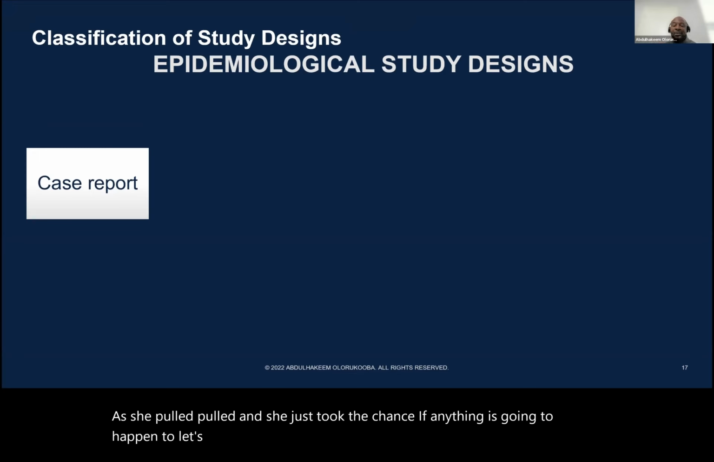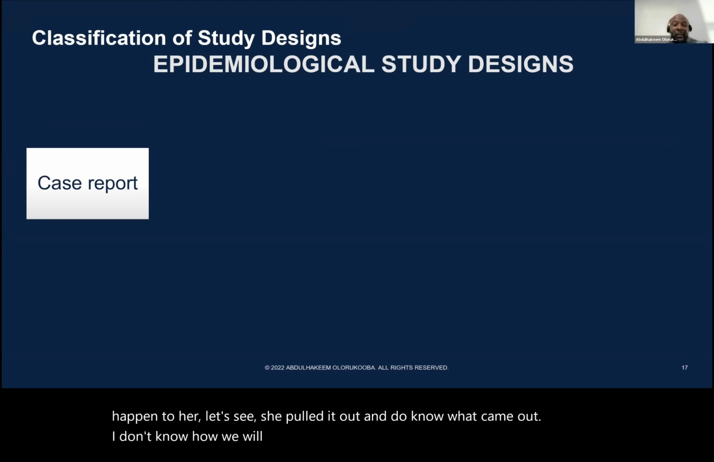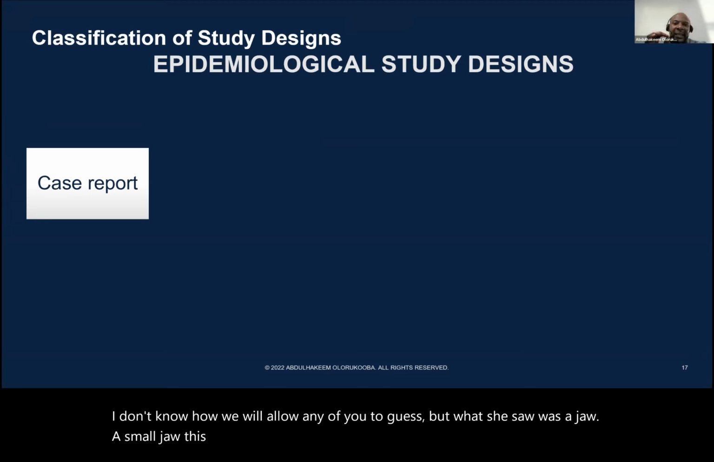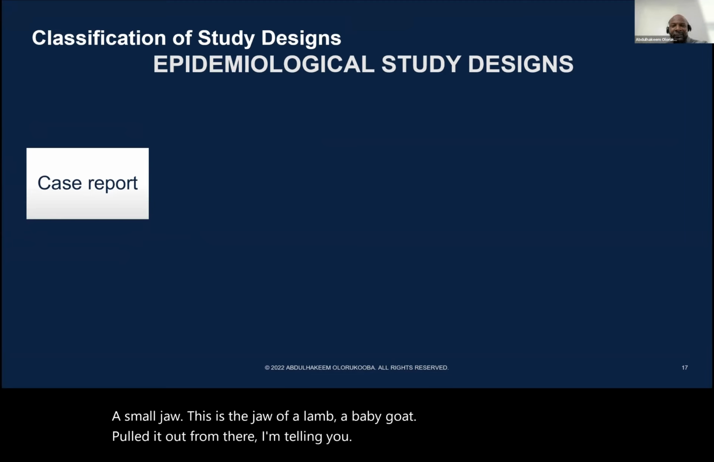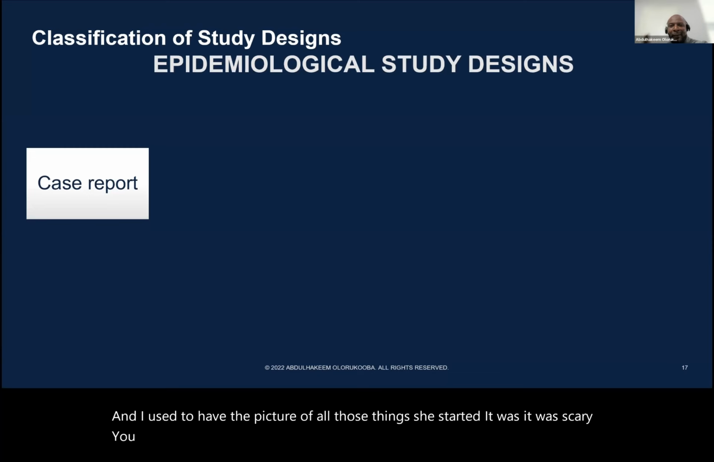She pulled it out, and do you know what came out? I won't even allow any of you to guess. But what she saw was a jaw, a small jaw. This is the jaw of a lamb, a baby goat. She pulled it out from there, I'm telling you. And I used to have the picture of all those things. It was scary, something like diabolic or something crazy. She pulled it out and then she dropped it on the table.